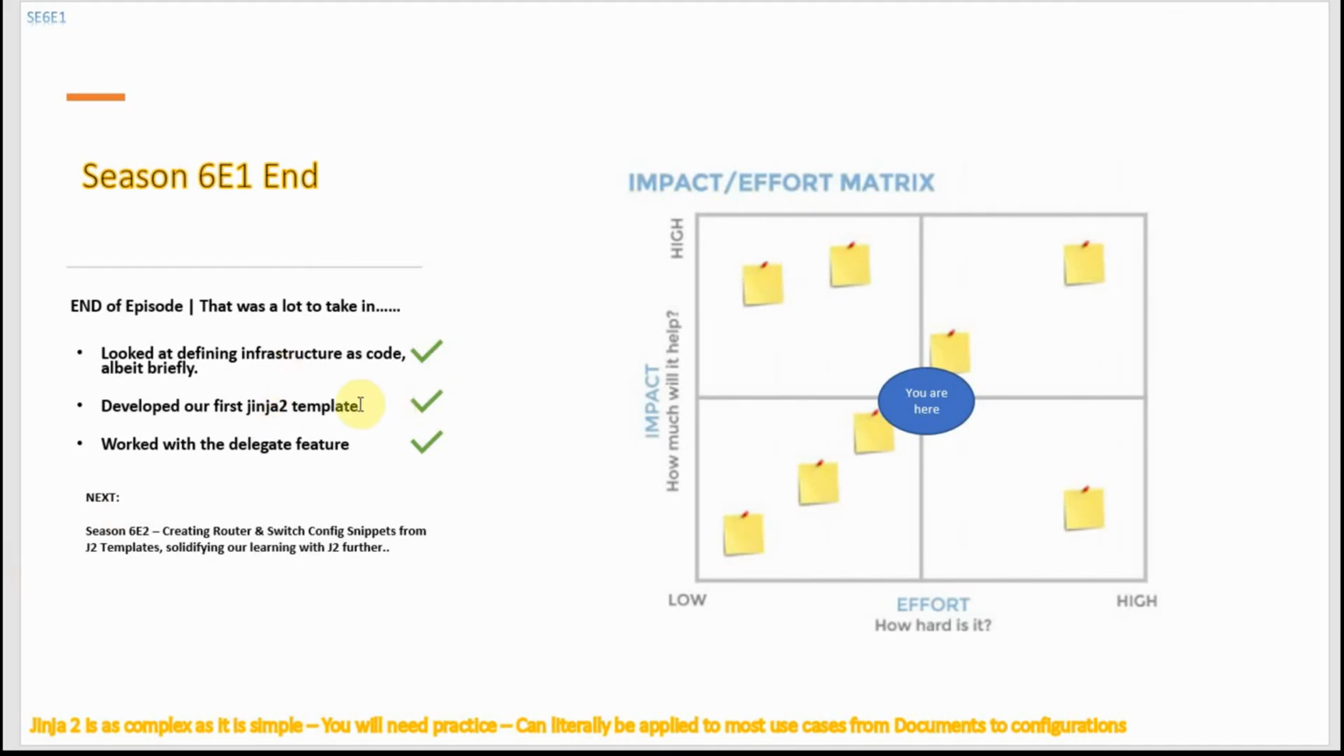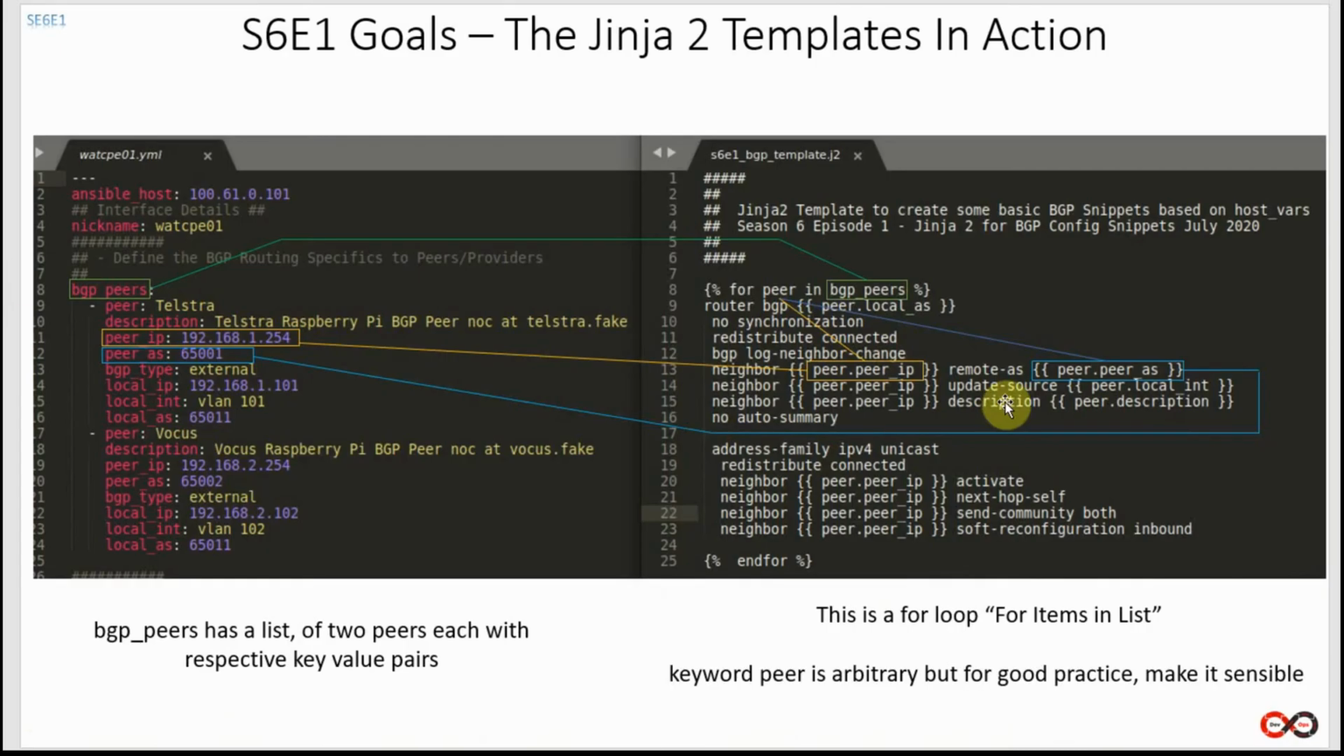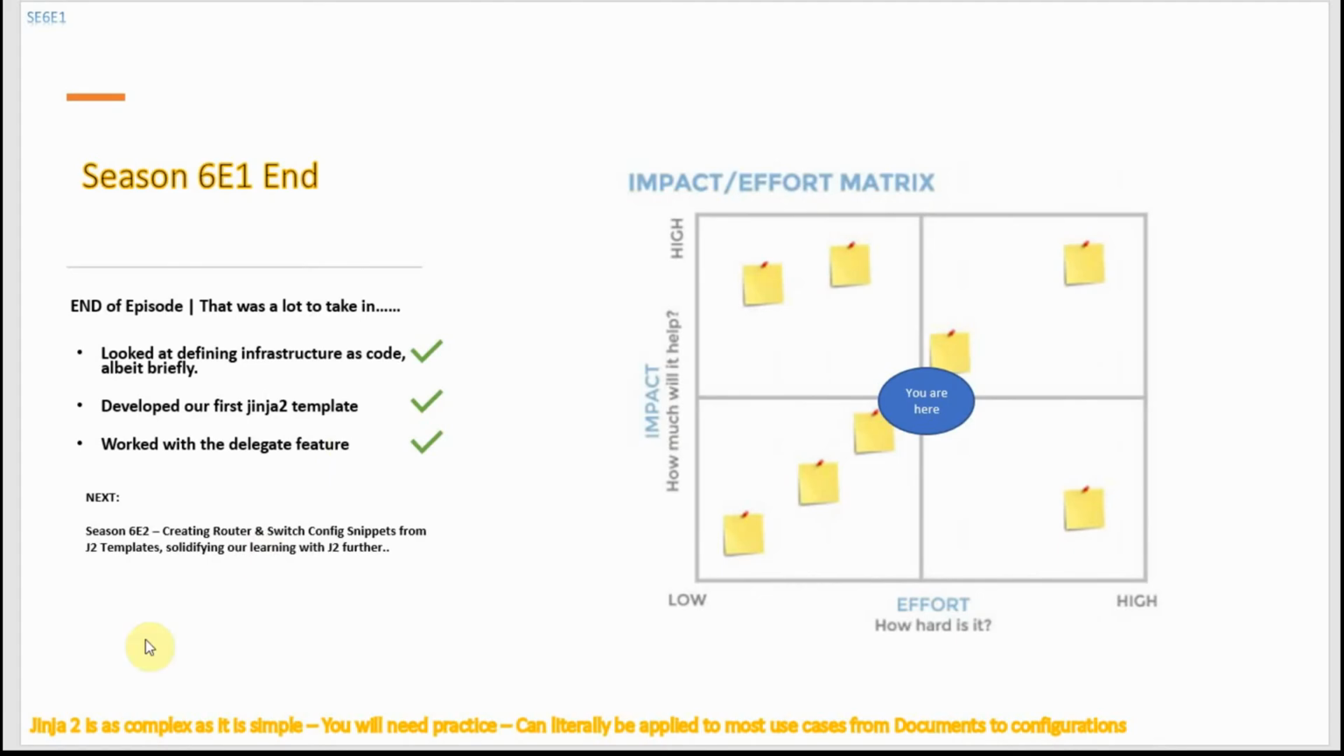We developed our first Jinja 2 template, which was over here. And I think we've all understood the variables part. That was pretty easy. I hope I haven't thrown you off with the for loop, for items in list. I'm hoping I've kept that up to date in your head. And as we do the next episodes 2 and 3, you'll see with regards to VLANs, interfaces, and a few things more. And I think it'll reinforce your learning. I don't think you'll be confused after that. And we briefly touched on the delegate feature.